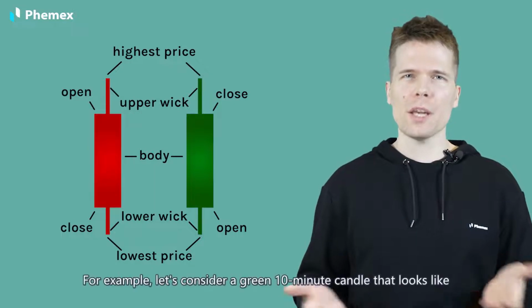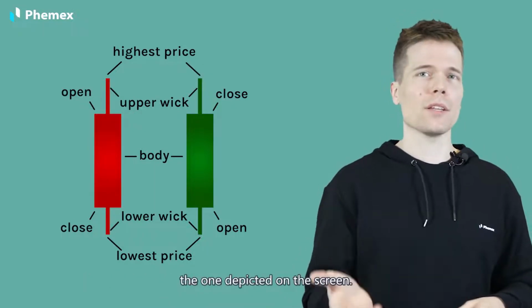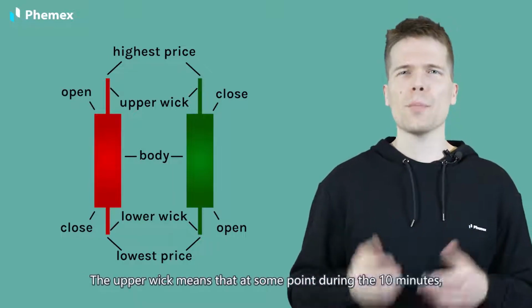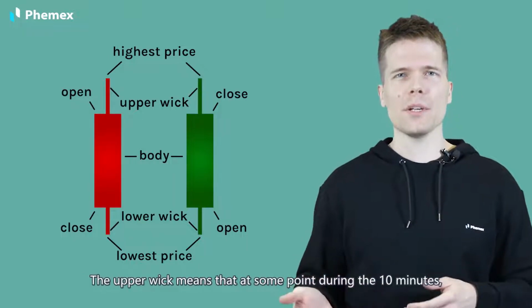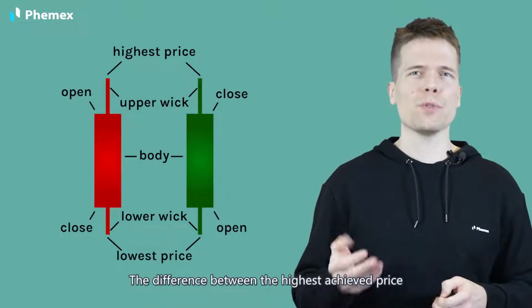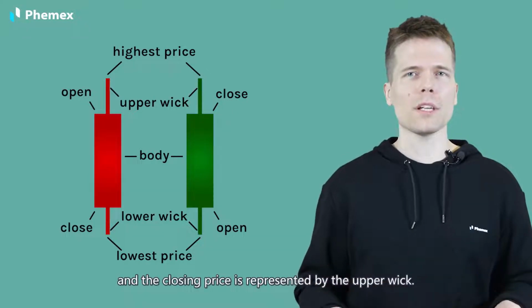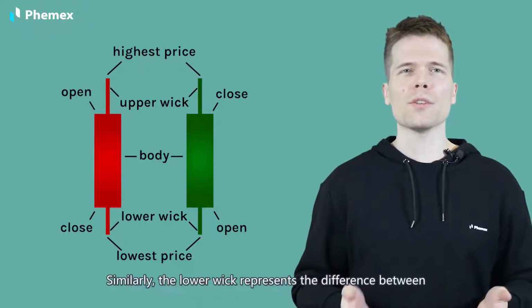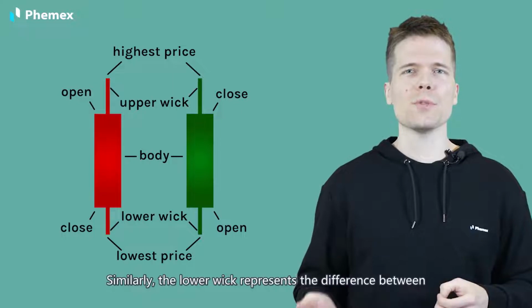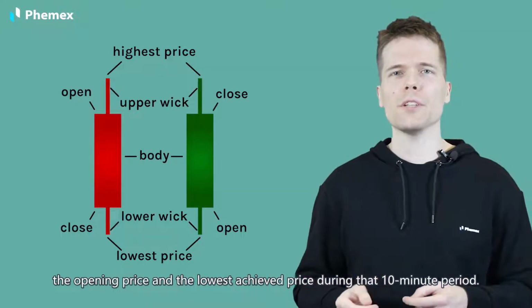Wicks simply depict the difference between opening and closing prices and highest and lowest prices achieved during the specified period. For example, let's consider a green 10-minute candle that looks like the one depicted on the screen. The upper wick means that at some point during the 10 minutes, the price rose above the ultimate closing price. The difference between the highest achieved price and the closing price is represented by the upper wick. Similarly, the lower wick represents the difference between the opening price and the lowest achieved price during that 10-minute period.